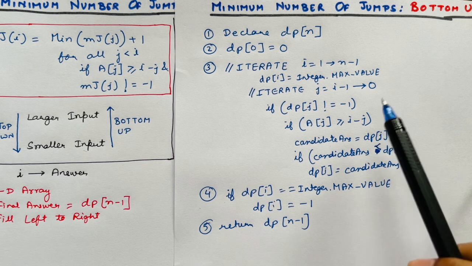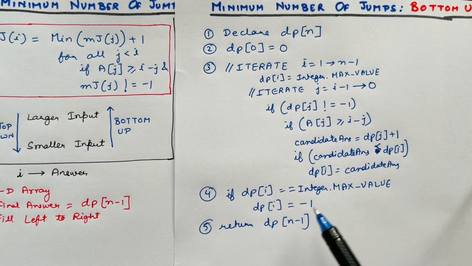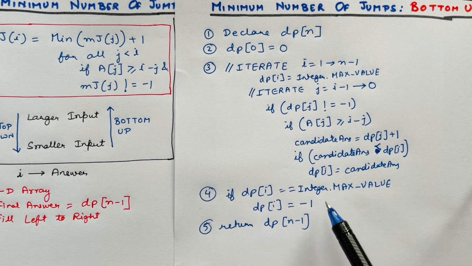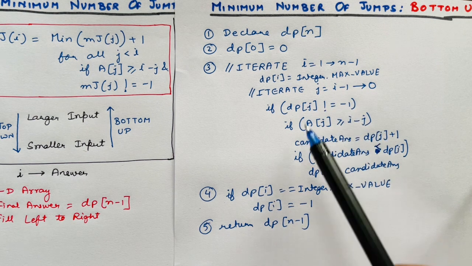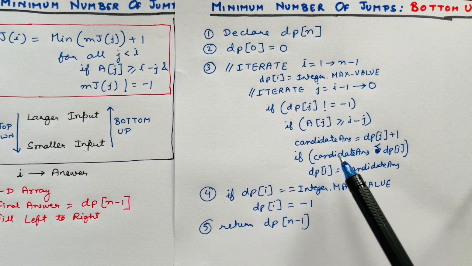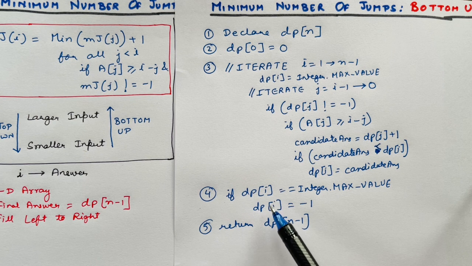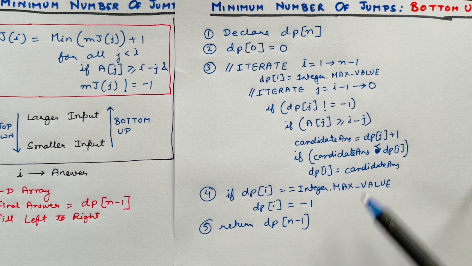And finally, after coming out of these iterations, if dp[i] is still equal to plus infinity, that means there was no valid j that could lead to a minimum number of jumps to reach I. That means index I is unreachable. So we fill dp[i] as minus 1. And finally, we return dp[n minus 1], which is our final answer. So this completes our bottom-up approach for calculating the minimum number of jumps.